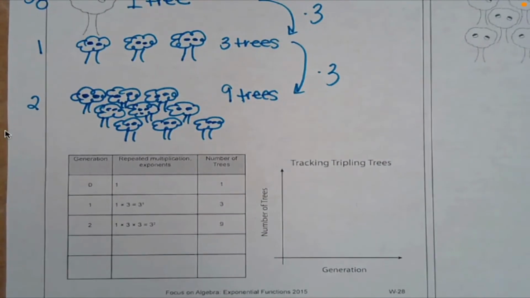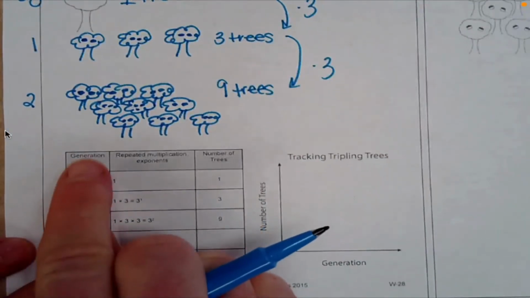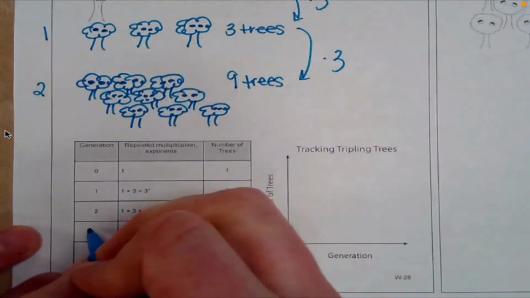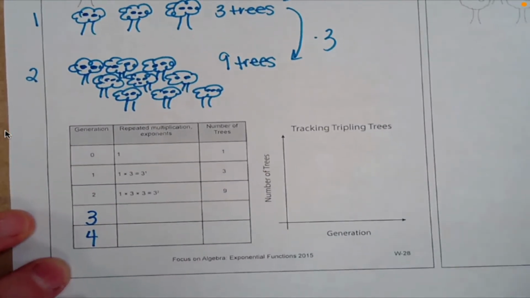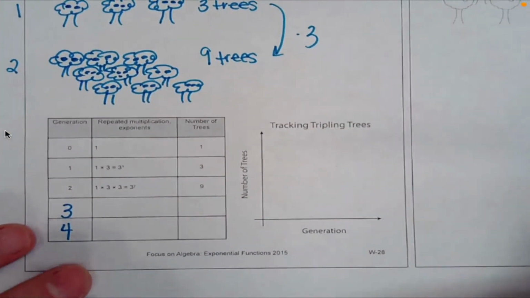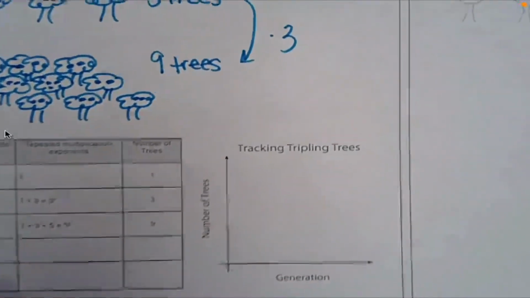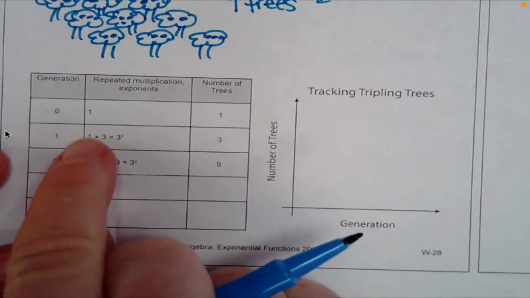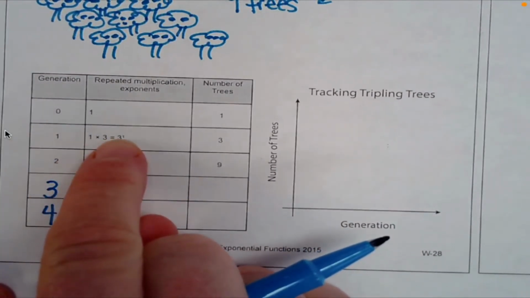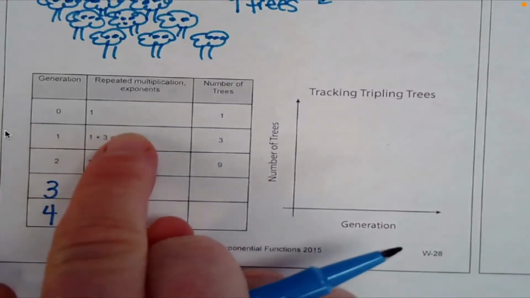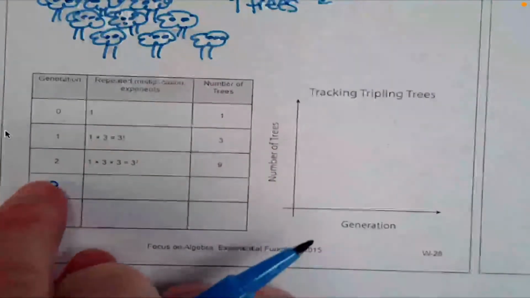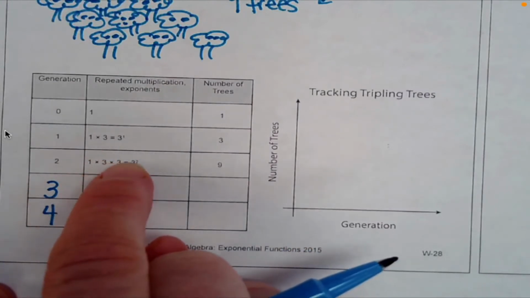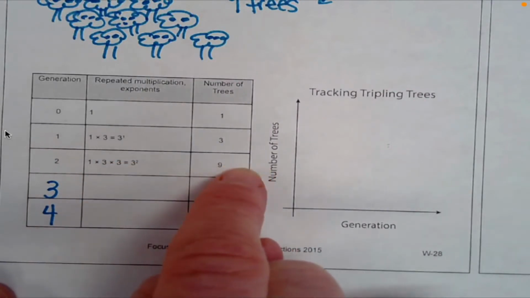So instead of drawing them, let's just go ahead and fill in a table. So we have the table here, generation. We have 0, 1, 2, 3, and 4. Number of trees. So they started with 1. So that's 1 times, and then it's tripling. So 1 times 3, which is 3 to the first power. Generation 1, so the exponent is 1, making 3. Generation 2 is our original 1 times 3 again, 3 squared, which gives us 9.